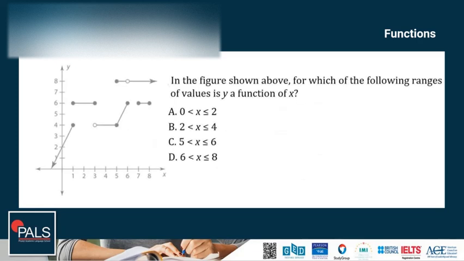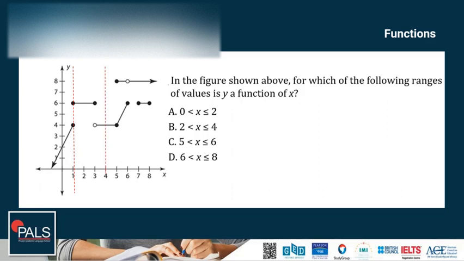Let's try an example from a GED question. In the figure shown, for which of the following ranges of values is y a function of x? Let's check. Letter A: 0 when x is greater than 0 but less than or equal to 2. So A, using a vertical line test, A does not represent y as a function of x.